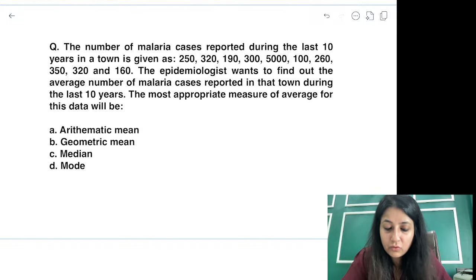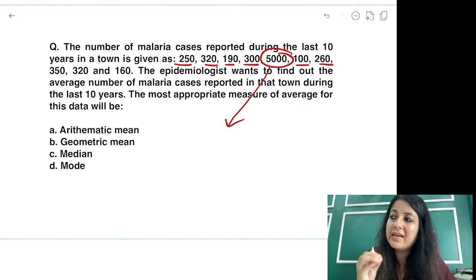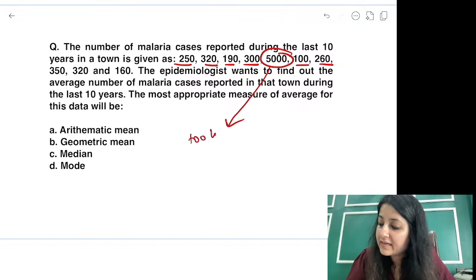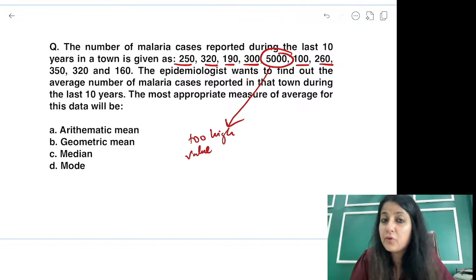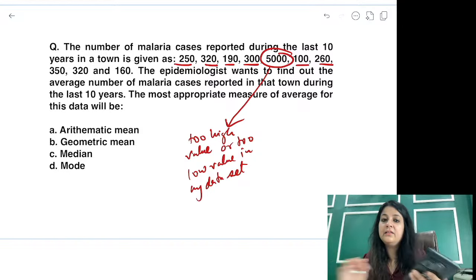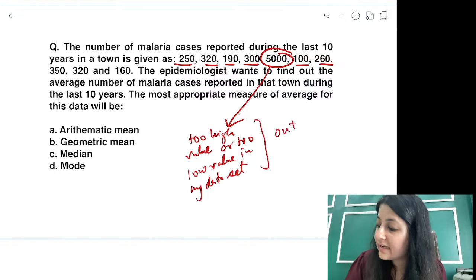What is the answer, guys? Think and answer. Look at this data: 250, 320, 190, 300, 100, 260. There's a number 5000. Now this number looks like it's not a part of this data set. What were all the other numbers? 3-digit numbers. I was supposed to write 500, but maybe I ended up writing 5000. So this 5000 is too high a value. Whenever we have too high a value or too low a value in any data set, it is called an outlier.